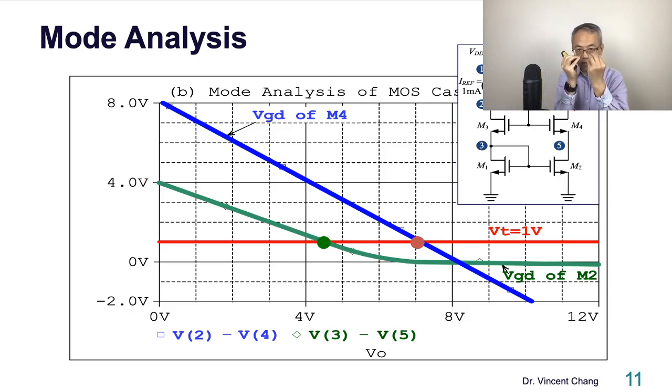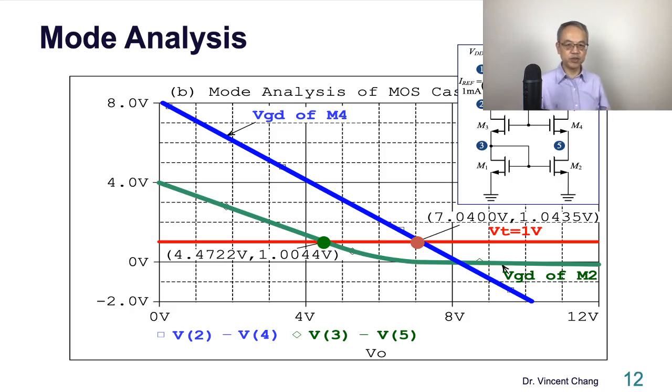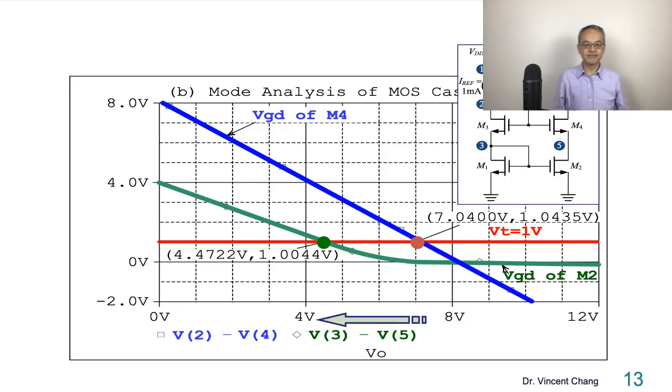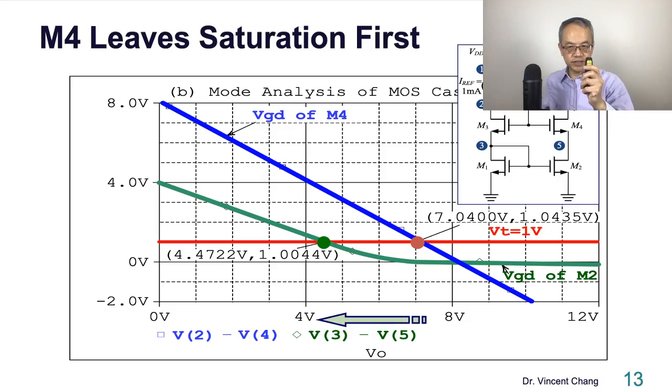So now the answer kind of emerges, kind of unveils. It gets more clear. So you probe, you take the two data. One is 7 volts. The other one is 4.47 volts. So the answer is M4 falls first. The one on the top, M4, leaves the saturation first. M4 enters into triode region first.